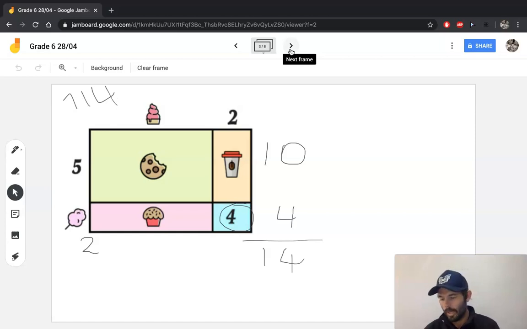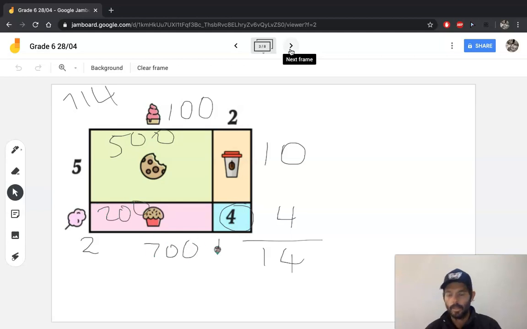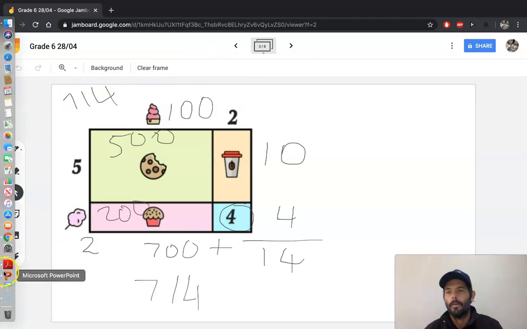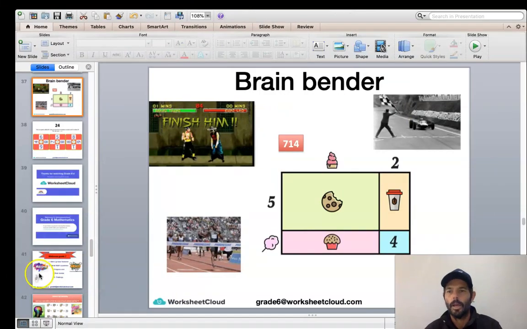So I'm going to look at 100 for the cupcake. So 5 times 100 gives me 500 for the cookie, and 2 times 100 gives me 200 for the muffin. So if I add those together, I get 700, add the 14, and I get 714. Okay?